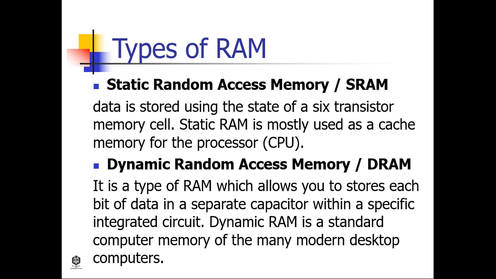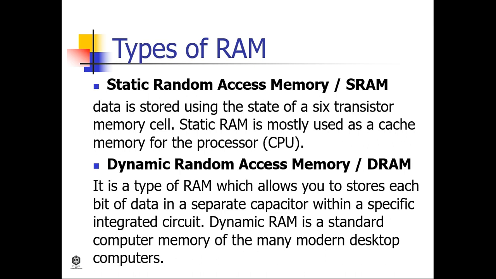It keeps data in the memory as long as power is supplied to the system, unlike DRAM, which has to be refreshed periodically. As such, SRAM is faster but also more expensive, making DRAM the more prevalent memory in computer systems. Dynamic RAM, or DRAM, stands for Dynamic Random Access Memory.